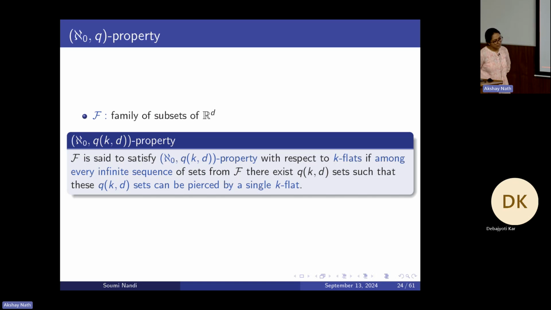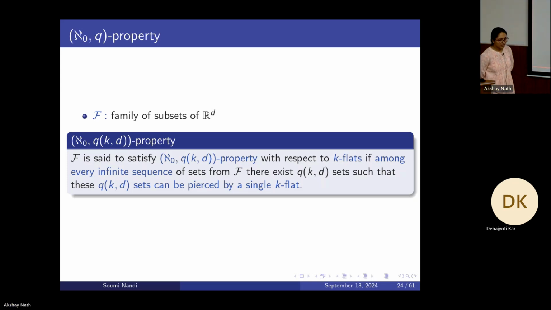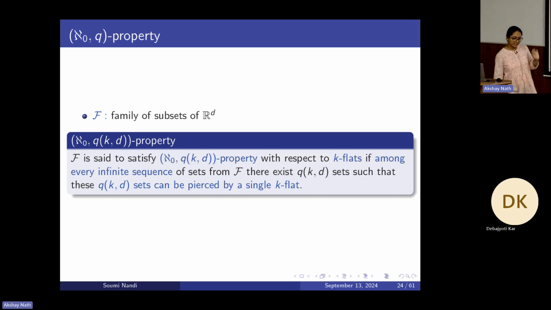KD is finite. So for now, I can take Q to be any given number. Also, the dimension of the transversal k is also given. So I'll define this property, Aleph not property, and this k and d can be removed from this notation.